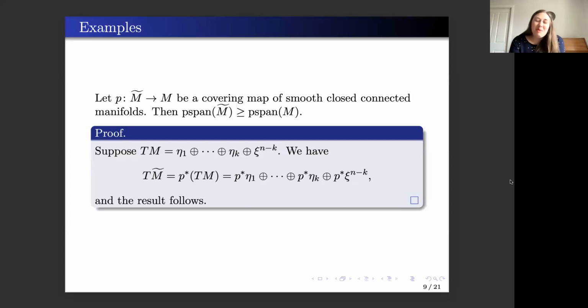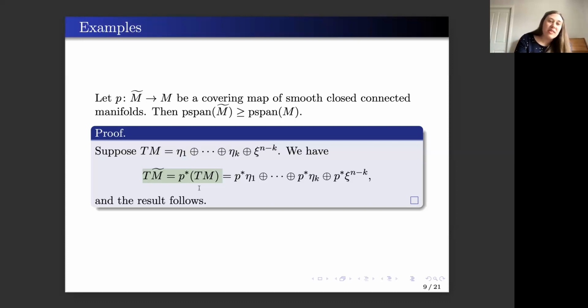To see this, you have to remember a differential geometry fact. So don't worry if you don't remember it. You can just believe me. So suppose that the projective span of the base manifold M is at least k. So the tangent bundle splits off k non-trivial line bundles. Then we can use this differential geometry identity. The tangent bundle of the cover is the same thing as the pullback along the covering map of the tangent bundle of the base.